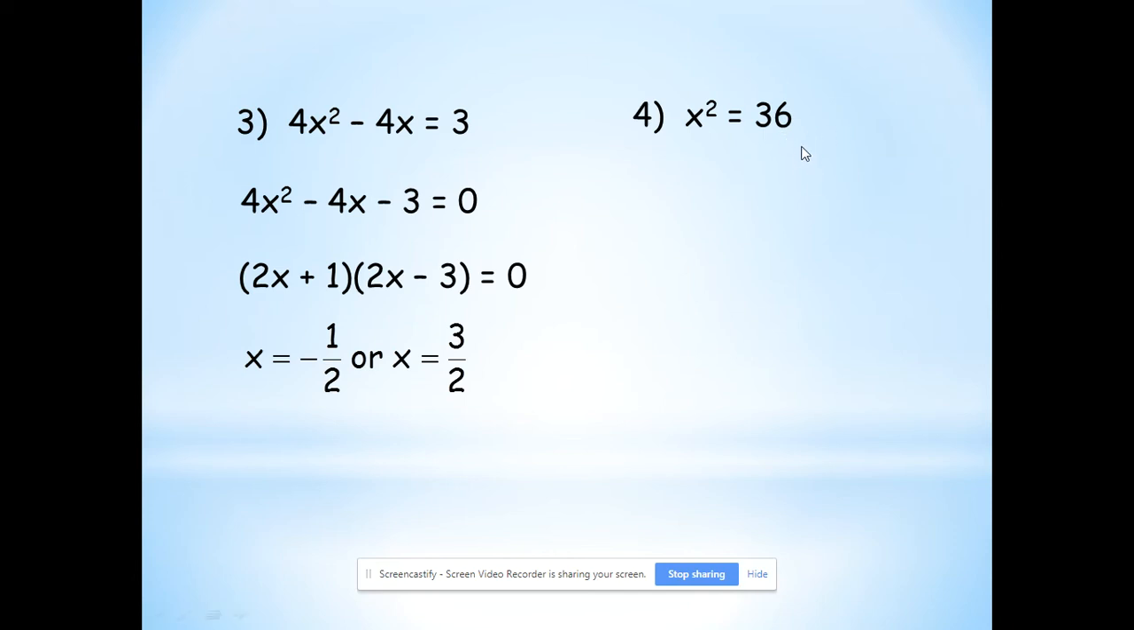All right, first thing you want to do is subtract the 36. Now this is the difference of perfect squares. So this will factor as x plus 6, x minus 6. So x equals plus or minus 6.